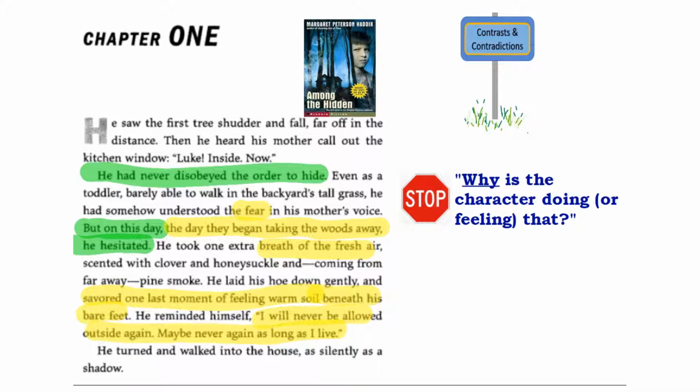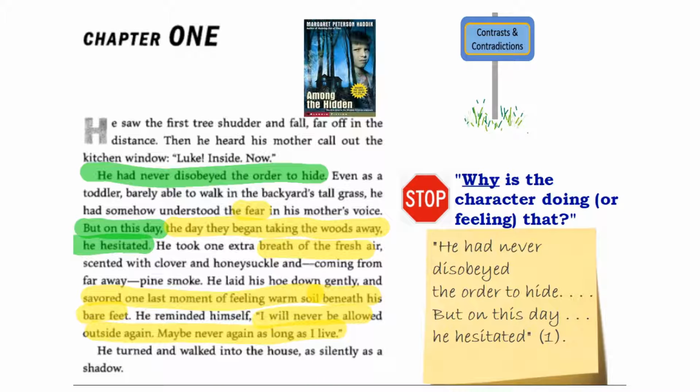And I don't know who "they" is yet, but I'm thinking maybe there's a character versus society kind of conflict here. And maybe this character is going to resist and rebel. Or maybe this character is going to rebel against their mother or their family's order for them to hide. So those are my predictions about the character and the conflict.